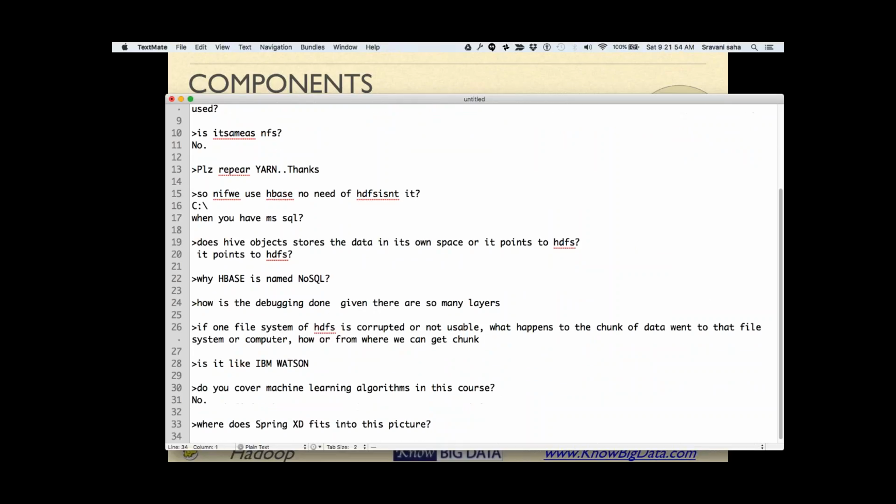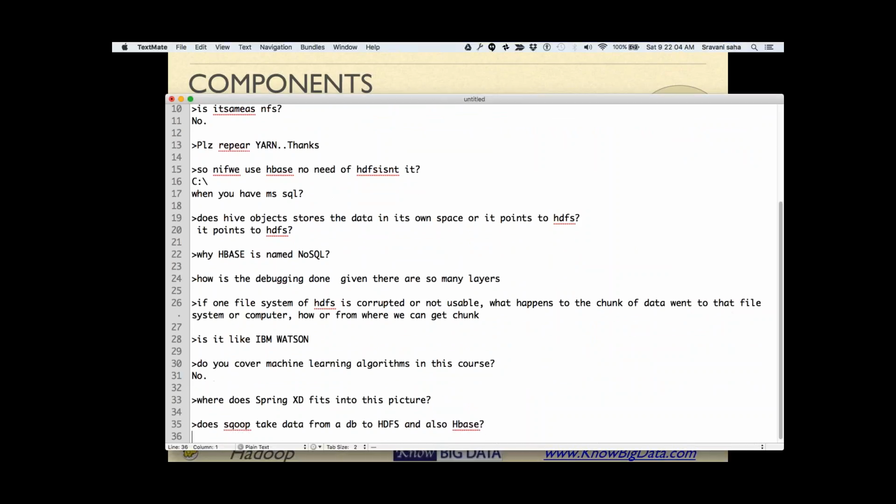Where does Spring XD fit into the picture? I'll have to look into it. Okay, I don't have the answer right away. All right, I'll just mark it to do.